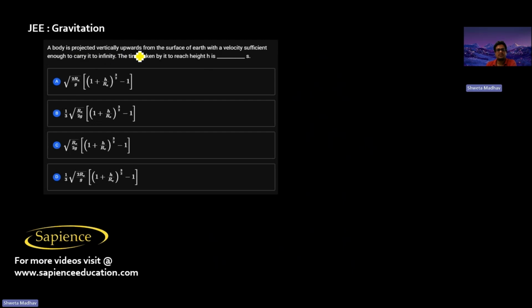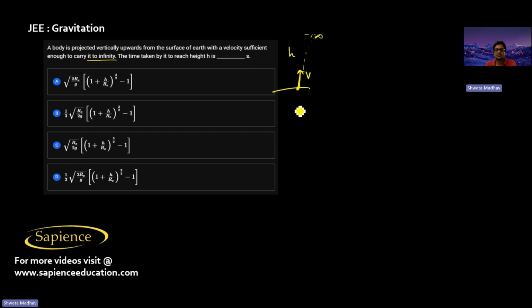A body is projected vertically upwards from the surface of the earth with a velocity which is sufficient enough to carry it to infinity. The time taken by it to reach height h is how much? So now it's projected vertically upwards.